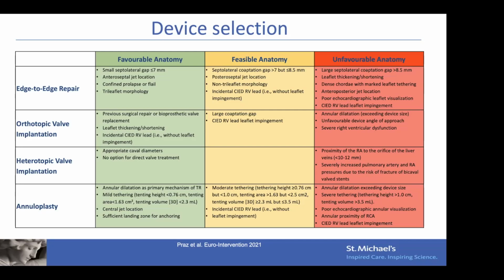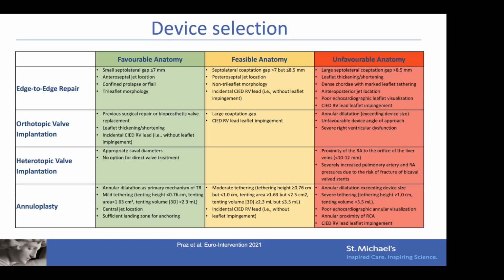On the other side, when there's a very large coaptation gap, when there's severe thickening, restriction, or shortening of the leaflet, when there are dense chordae, when the jet is anteroposterior, or there's a lead that impinges on the leaflet, or when the imaging quality is bad, then obviously this patient has an unfavorable anatomy.